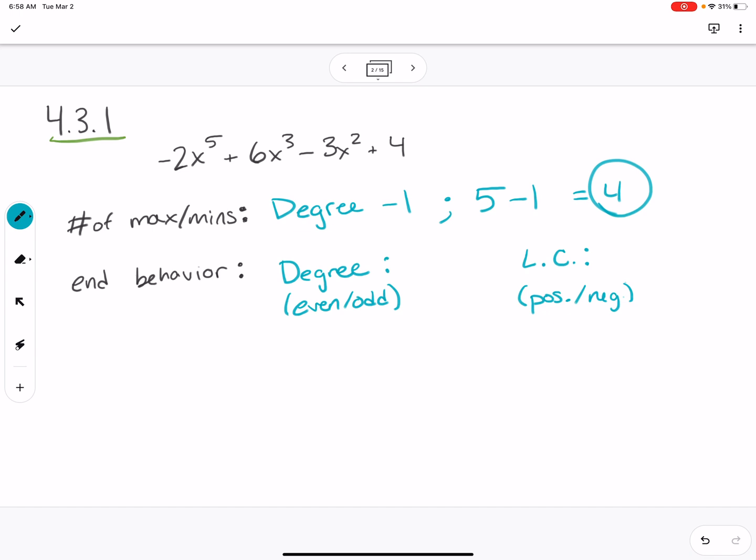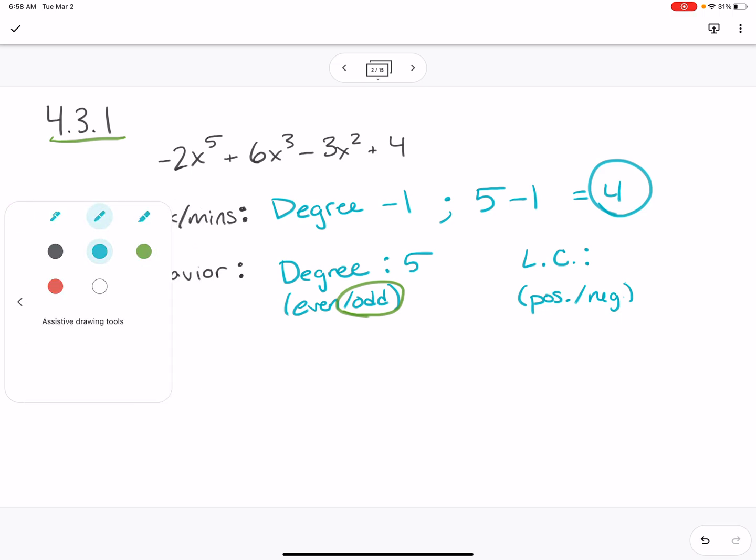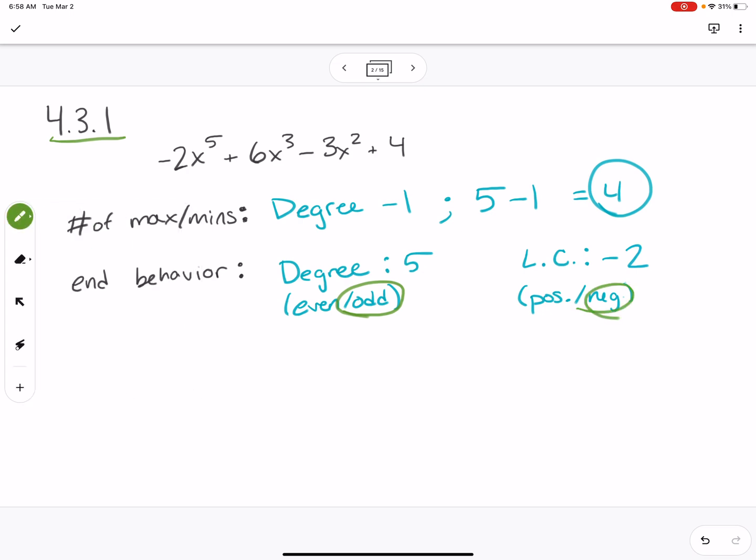Okay, so let's look back at our polynomial. Our degree in this case is 5, which means that we have an odd degree. And our leading coefficient, that's the number in front of the term with the highest degree, is -2, which means that we have a negative leading coefficient. So there are basically 4 options: you either have an even or odd degree and a positive or negative leading coefficient.